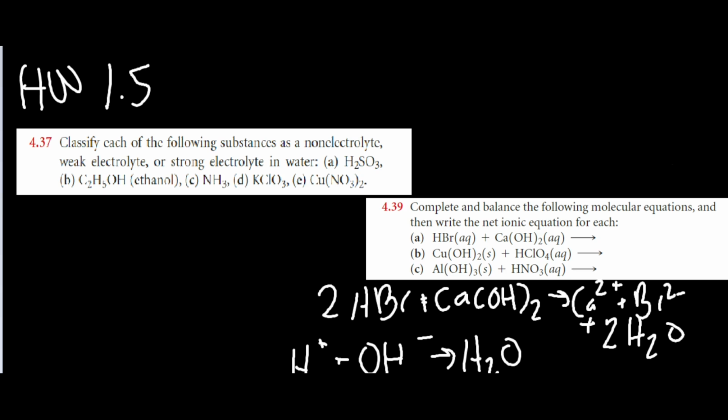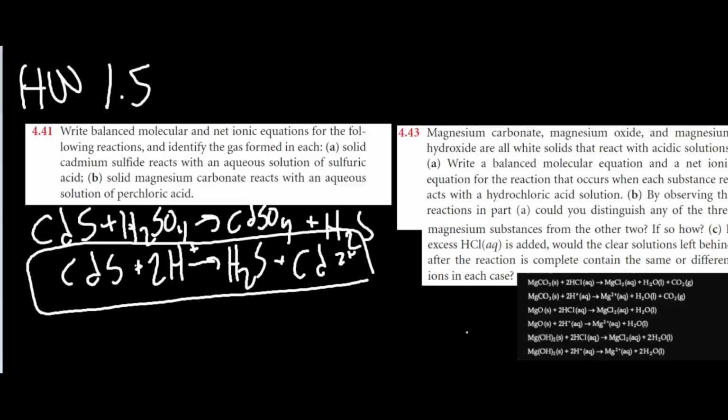Then for 39, I will only be doing part A. 39 is just asking you to make the molecular equations and then the net ionic equations. So for the molecular equation, it's just calcium plus bromine plus 2 waters, and then you can see the balancing here. And then for the net ionic equation, this is kind of important. The only things that are interacting here are the hydrogens and the OHs. So this is the net ionic equation. It's just the hydrogen reacting with the OHs. And yeah, that's all.